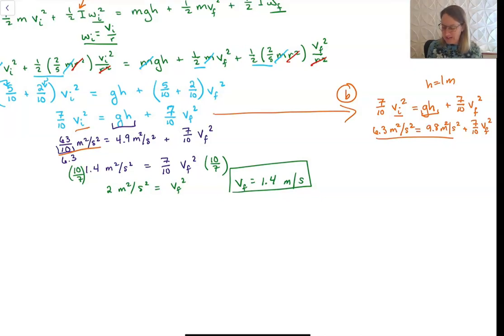So in fact, it does not make it up the ramp. And so that's the answer to part B. So in part A, we can find a final speed. If the ramp goes up to 1 meter high, the bowling ball does not make it up the ramp.